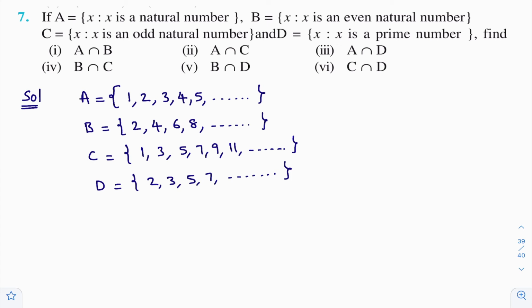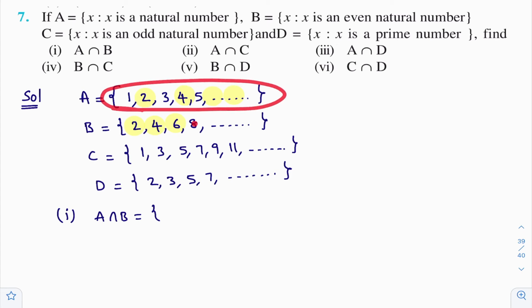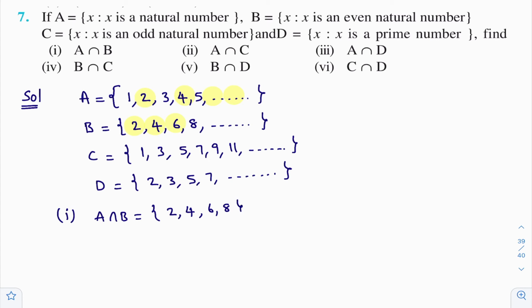Okay, first bit. What is the first bit they are asking in this question? They are asking to calculate A intersection B. While calculating A intersection B, what are the elements which are common in both? You observe. Look here, 2 is common in both, 4 is common in both. In this set 6 is there, 6 is common in both. In this set 8 is there because it is a set of all natural numbers. So you can easily identify that A intersection B is the set of all even numbers: 2, 4, 6, 8 and so on. Right?